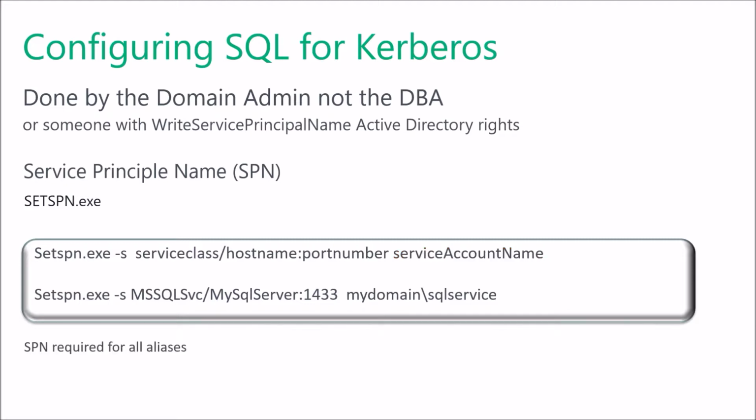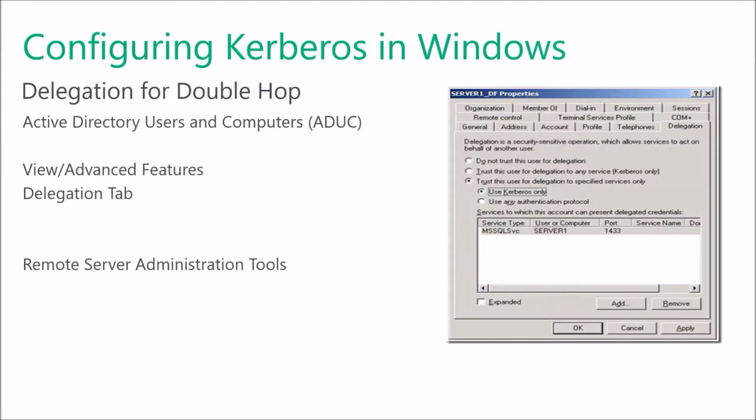If you have aliases for your SQL Server, each of these must be registered as well, and then you need to restart SQL, and you will now be communicating with SQL using Kerberos. To complete the configuration and enable the ability to double hop, then you must make one more change, and this is to enable delegation. You can configure this using Active Directory users and computers. If you've never heard of Active Directory users and computers, this is the tool that is used to manage user and computer accounts in Active Directory.